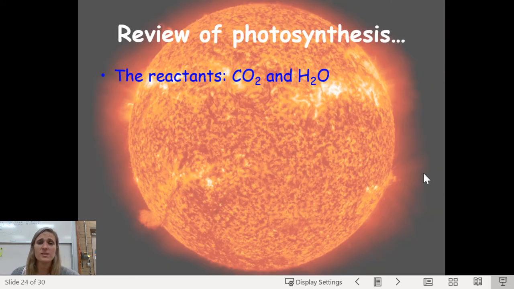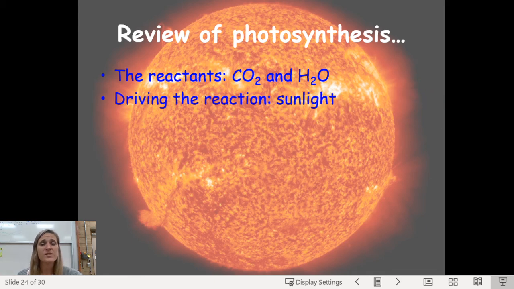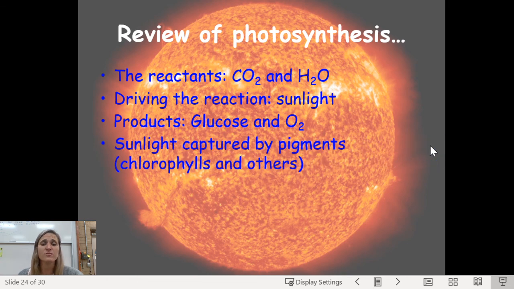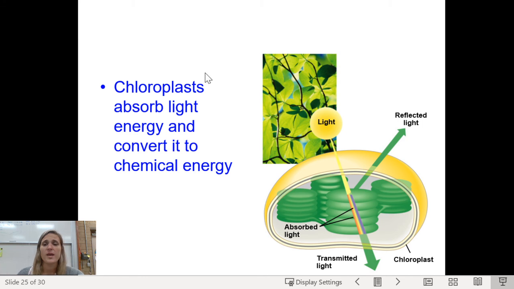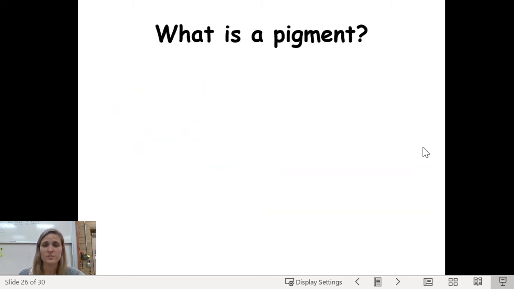So a review of photosynthesis, the reactants, the things you need to start with are carbon dioxide and water, and then you need sunlight to drive the reaction. So those are the 3 things you need to start photosynthesis: CO2, water, sunlight. What you get out of photosynthesis is sugar and oxygen. The sunlight is captured by the pigments in chlorophyll, inside the chloroplasts. Okay, and we've already talked about these here. Chloroplasts absorb light and energy and convert it into chemical energy. You should already have something like this written down, so you may not need to write that down.